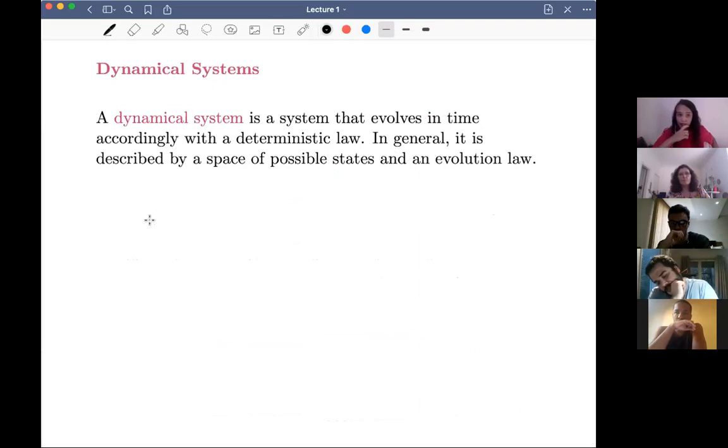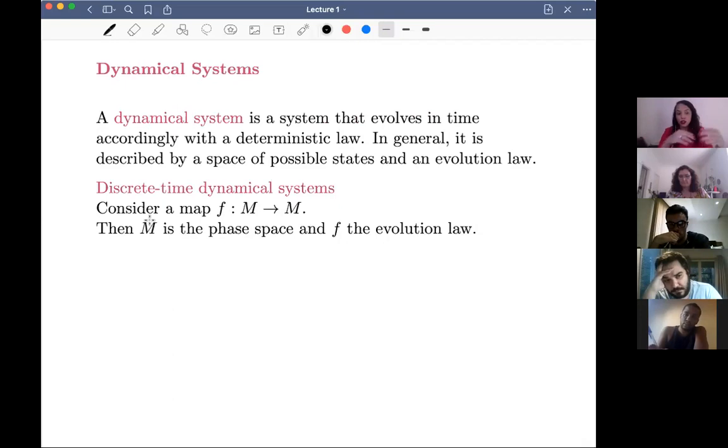So let's start. Ergodic theory is a part of the dynamical systems field. So what's a dynamical system? Well, it's a system that evolves in time according to a deterministic law. It means the present determines the future. There are many different definitions of a dynamical system, but in general, you can describe it by having a space that determines the possible states and the law that evolves this state. So an evolution or a motion law.